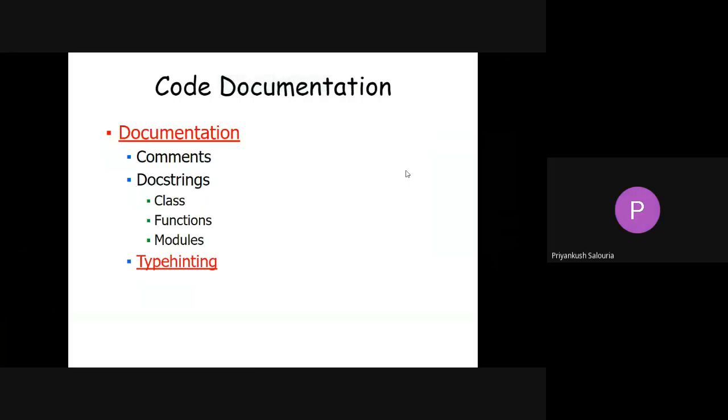Okay, the next is code documentation. When we are writing code, it is necessary to document our code. What is the purpose of documentation? For example, in future, if any other developer is going to work on that project, it would be easy for that developer to understand the code base. But most of the time we avoid this.